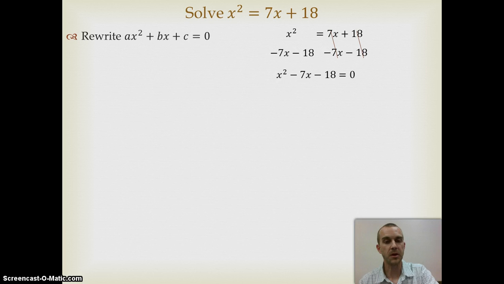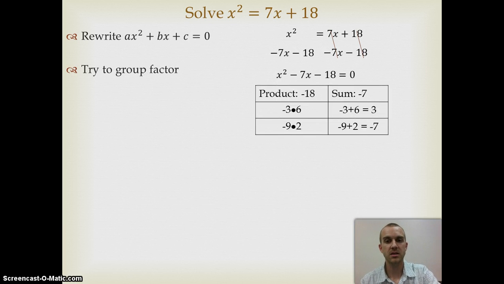And now we need to see if we can factor that. So we're going to look and say, what's the product of negative 18, and the sum of negative 7? And we can go through several, and here are two that I tried and got it on the second one. If I do negative 9 times 2, that gives me negative 18. And if I do negative 9 plus 2, that gives me negative 7.